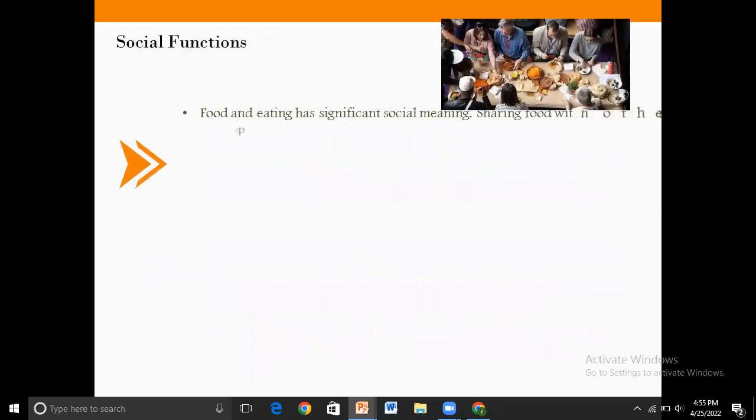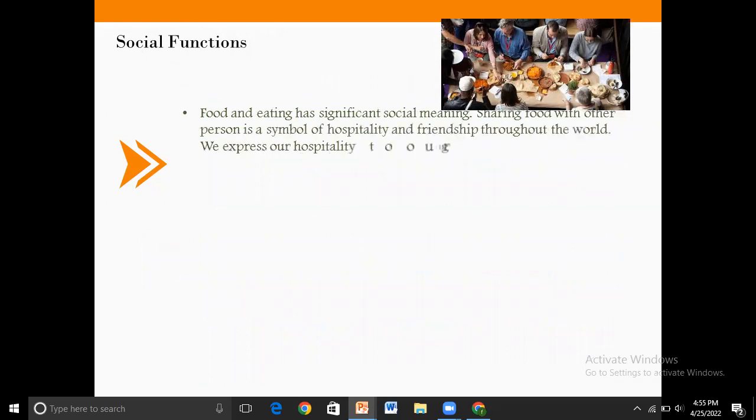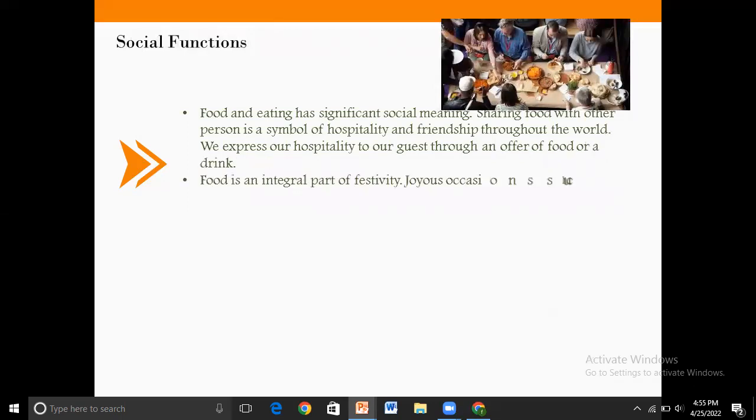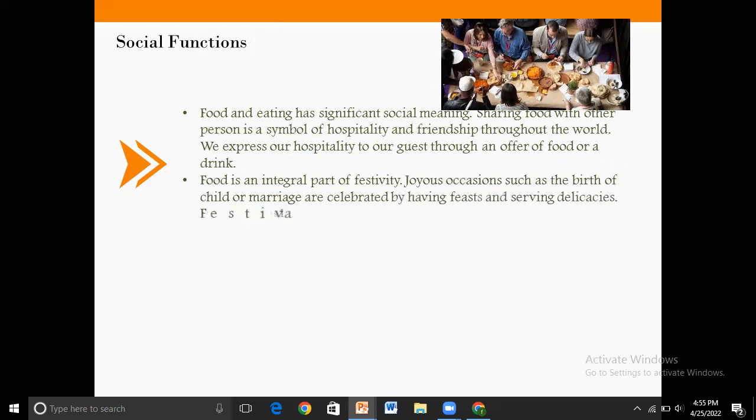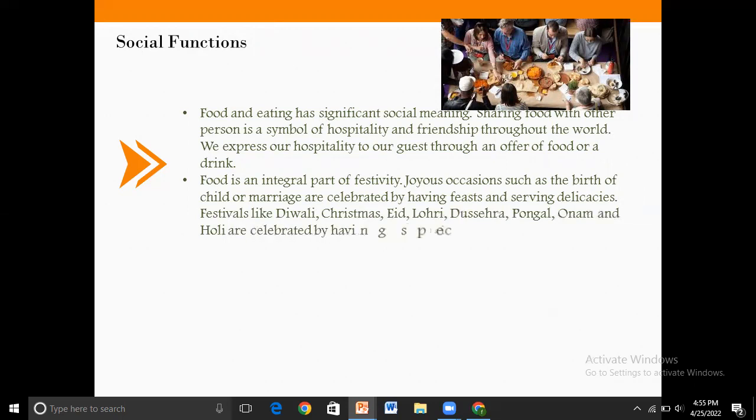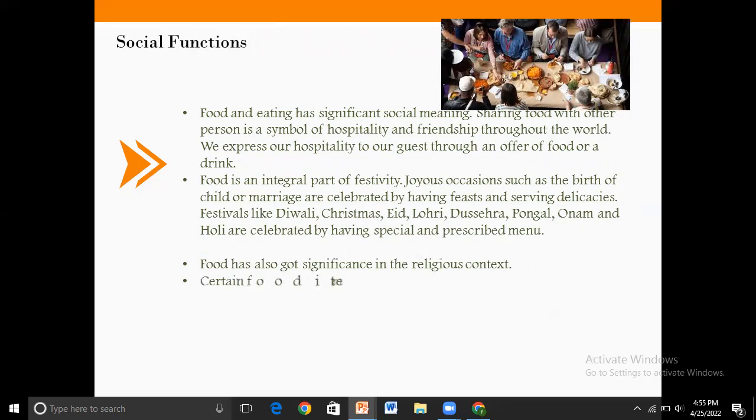Now talking about the social functions. What do we mean by social functions? Food has a role in social functions. If you share food with your friends, or you offer food to your guests, it shows hospitality, it shows friendship. Food is something that we use to share our feelings of love and friendship towards others.